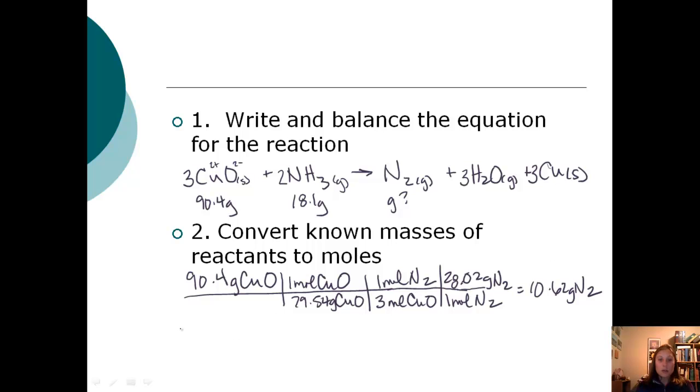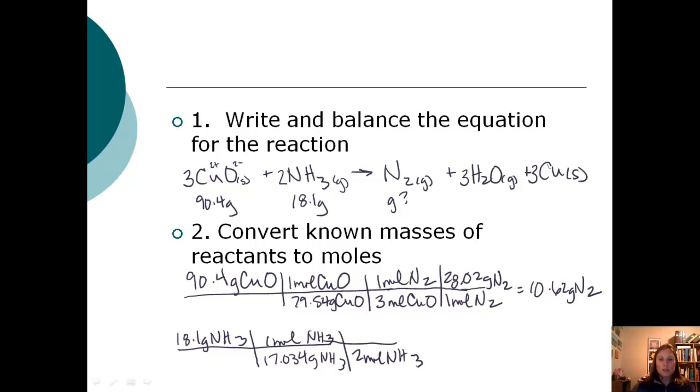Now let's check our ammonia. So we're going to start with 18.1 grams of ammonia. Same idea, so we need molar mass first. So that's 17.034 grams for every 1 mole. And then we need to do the mole ratio, so for every 2 moles of NH3, there is 1 mole of N2. And same thing, go to grams. We already did the molar mass, so I'll just take it from the top problem.